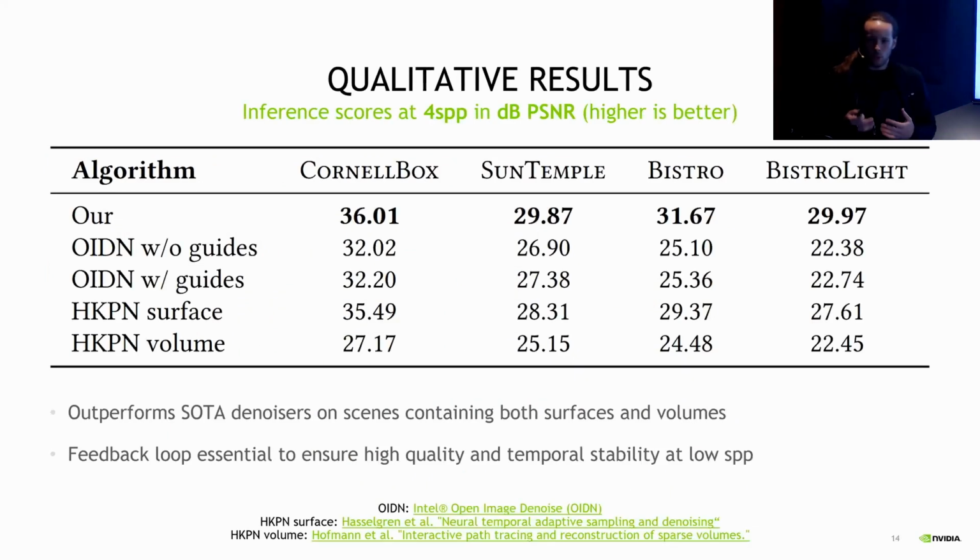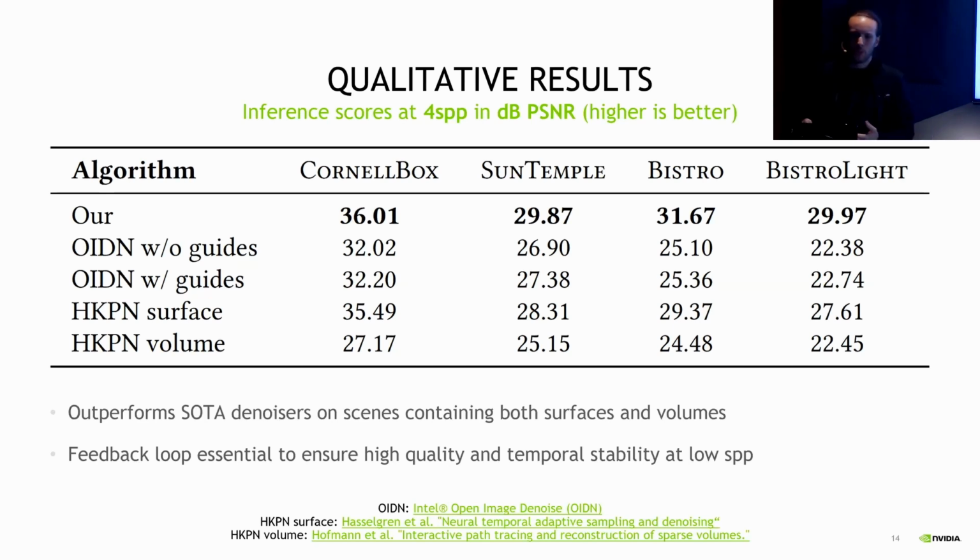So regarding the quantitative results, these are results in dB PSNR at 4 samples per pixel input. And as we can see, on scenes with both surfaces and volumes, we're able to outperform all of the state-of-the-art denoisers we tested against. And so it's a specialized solution for this kind of scenes, right? And we also see that the temporal recurrence loop is quite important in terms of quality here, because the biggest jump in quality is basically between the neural denoiser without temporal recurrence and the neural denoiser with temporal recurrence.